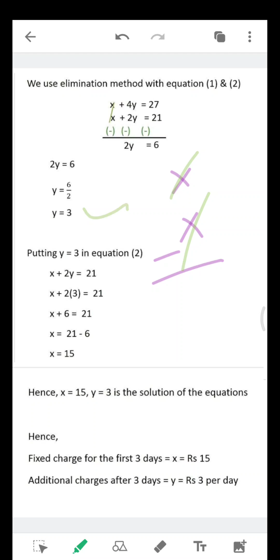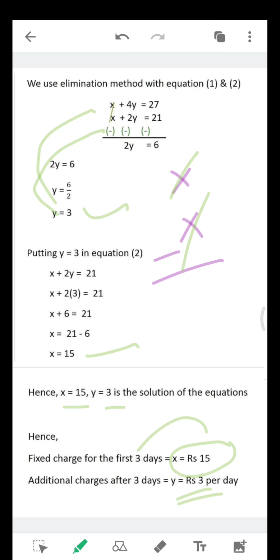Substituting y is equal to 3 in either equation 1 or equation 2, we get x is equal to 15. So finally we have got the x and y values. The fixed charge for 3 days is 15 rupees, and the additional charge after 3 days, that is from the 4th day, you have to pay 3 rupees per day extra. So the 3 days charge is 15 rupees.